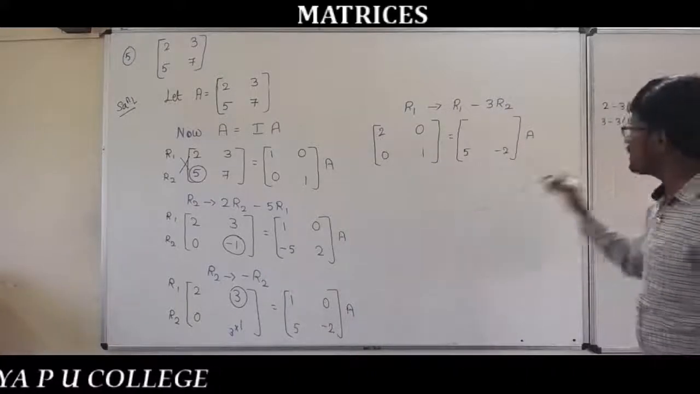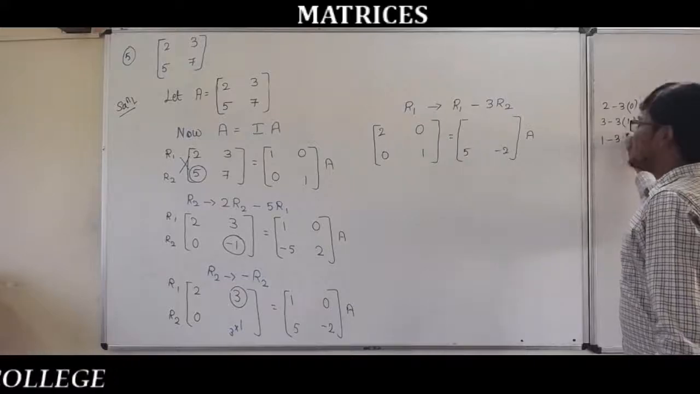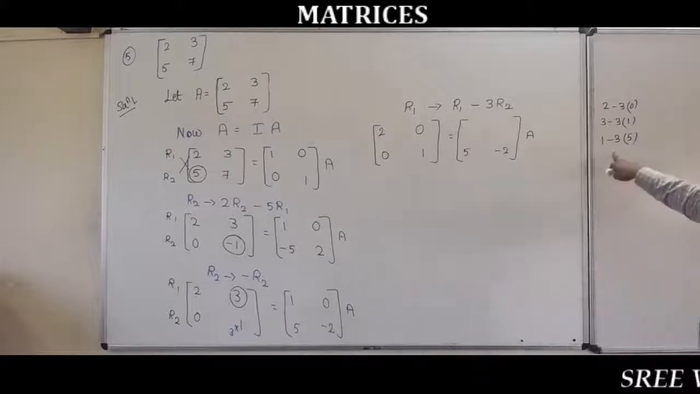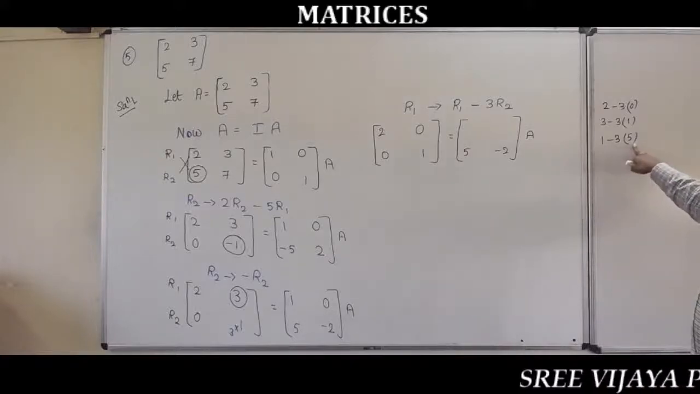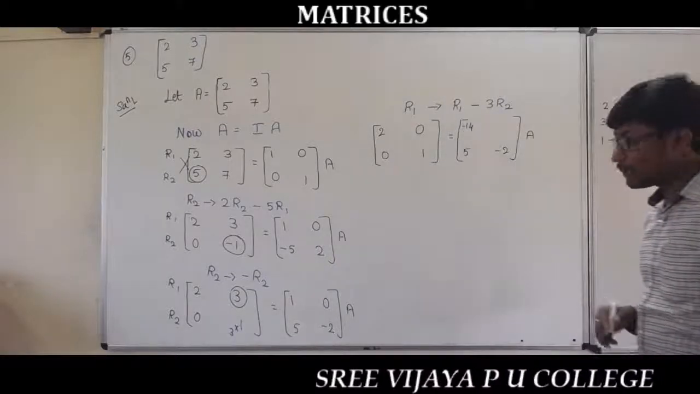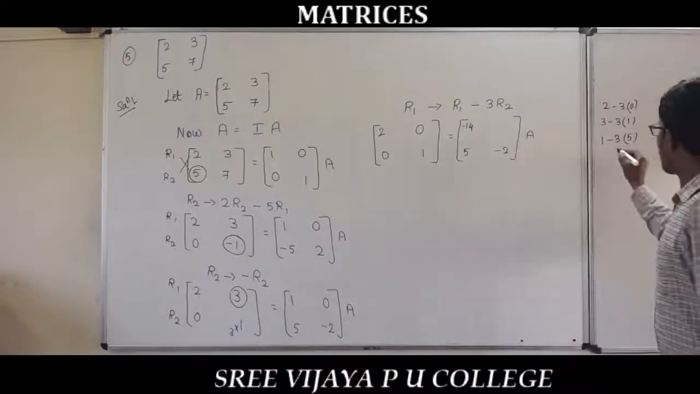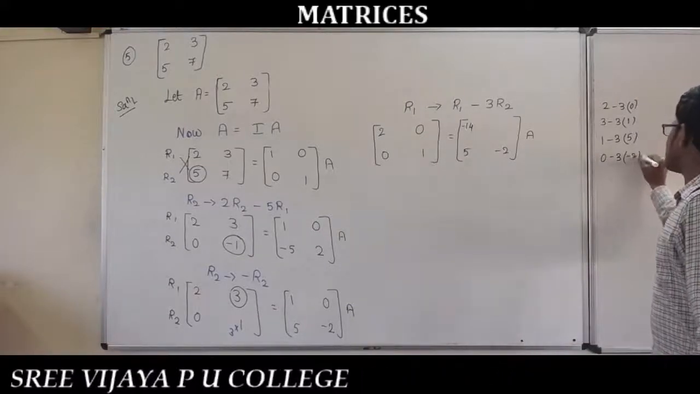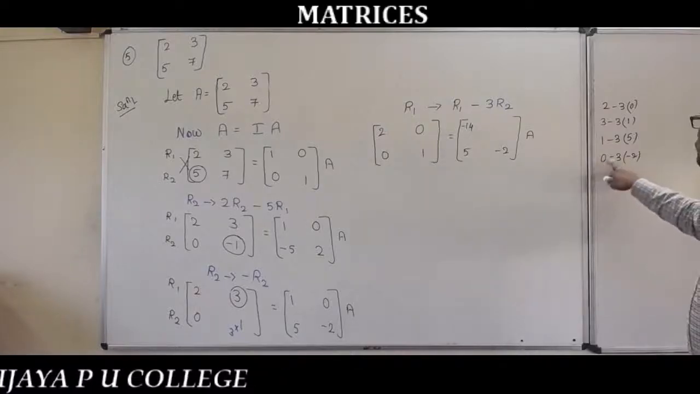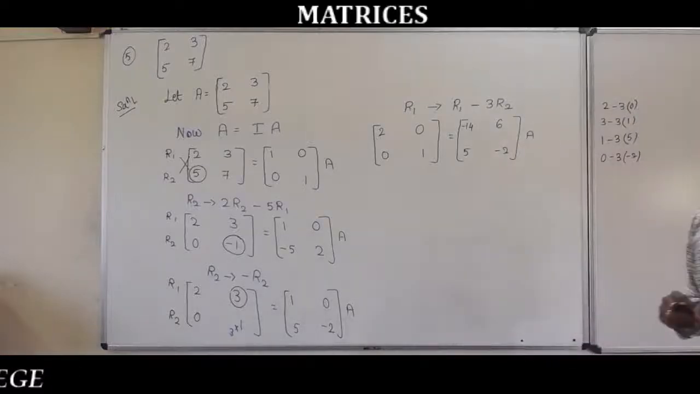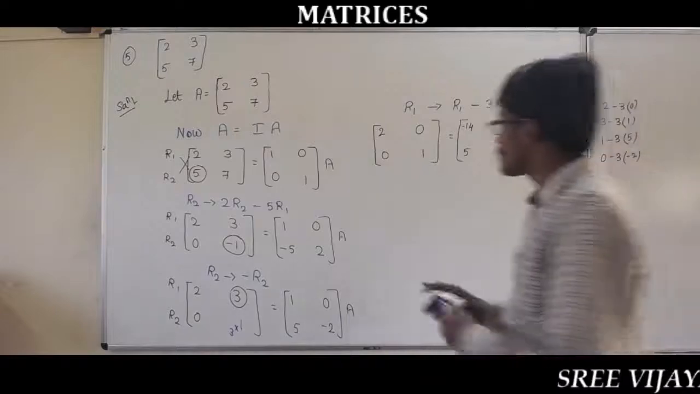Next. R1 is 1 minus 3 times of R2 is how much? It is 5. So 3 times 5 is 15. So 1 minus 15 is minus 14. Okay. Next, R1 is 0 minus 3 times of R2 is minus 2. So this minus into minus becomes plus. You will get 3 2s are 6. Got it? Now what you can do? So you can complete that R1 changes to.